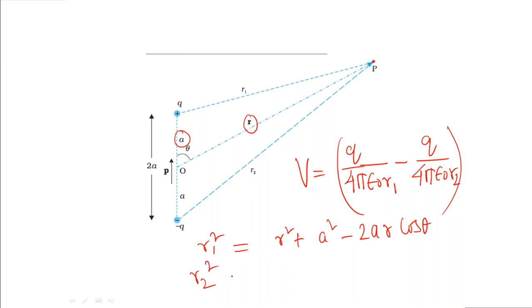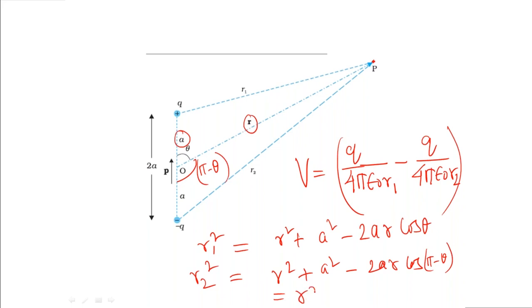In this case, R square plus A square minus 2AR. Now what is the angle? This is 180 degree and this is theta, so it will be pi minus theta. So cos of pi minus theta will give you a minus sign, so you will ultimately get R square plus A square plus 2AR cos of theta. Okay, this is the thing you will get.